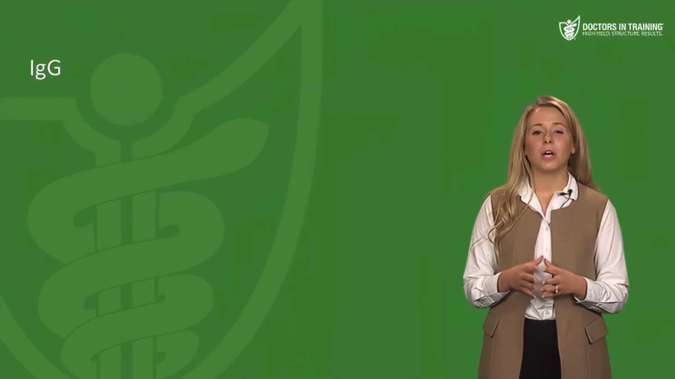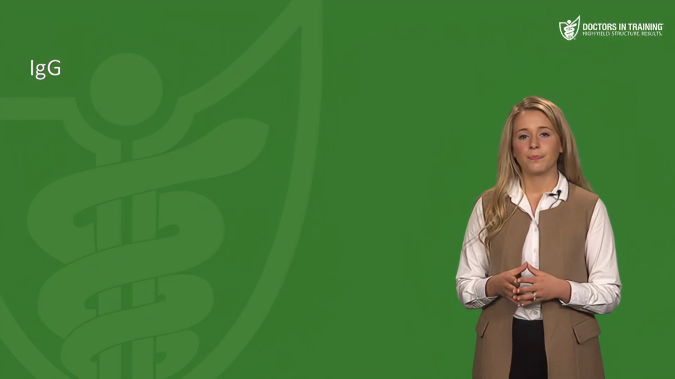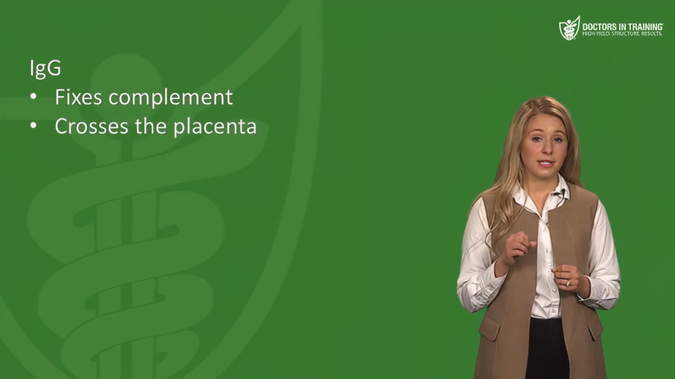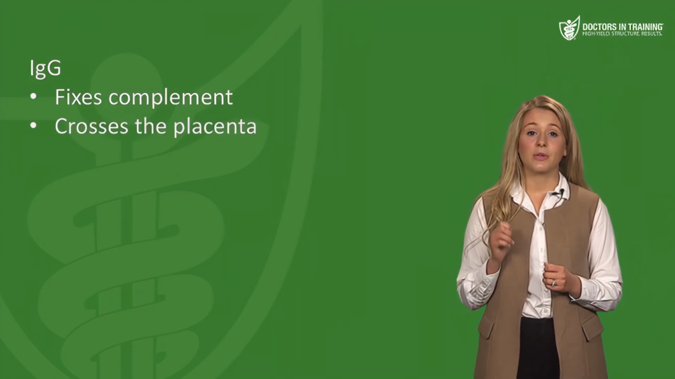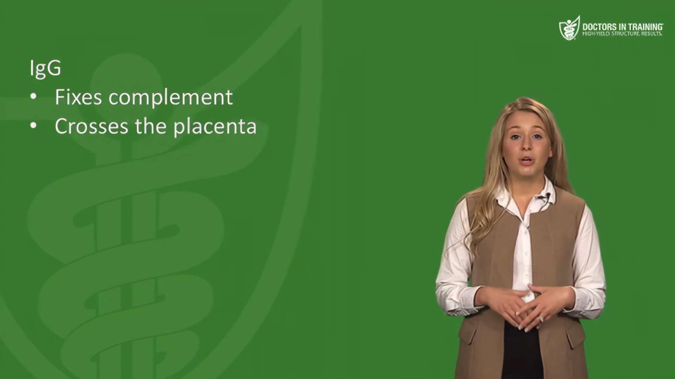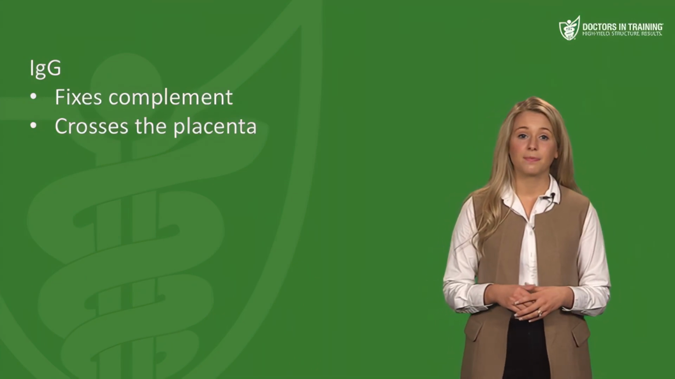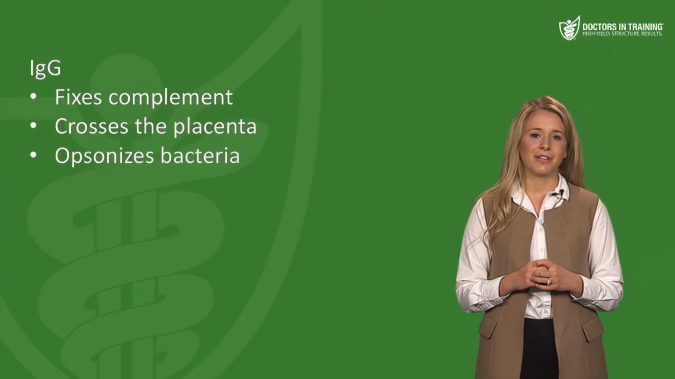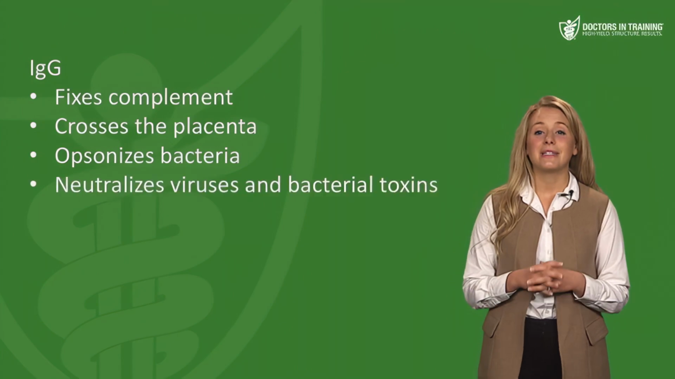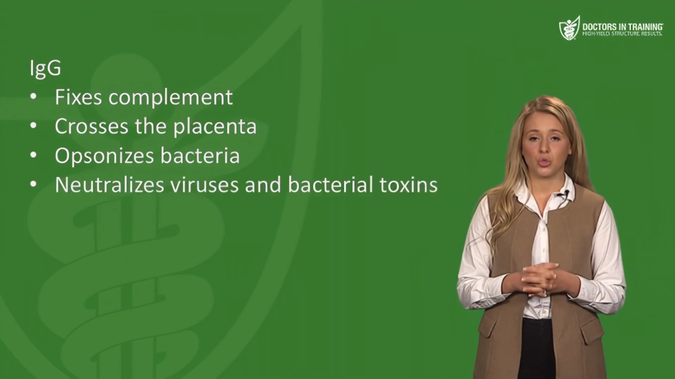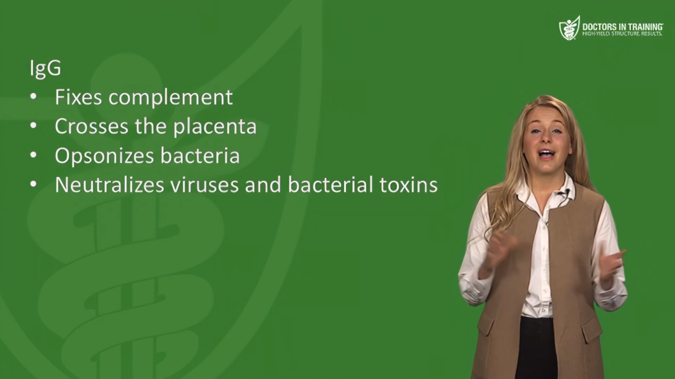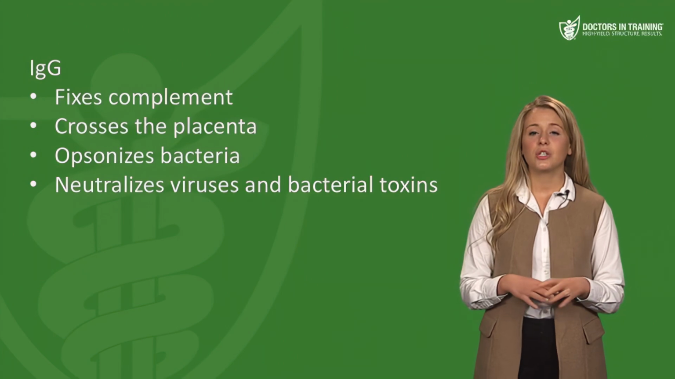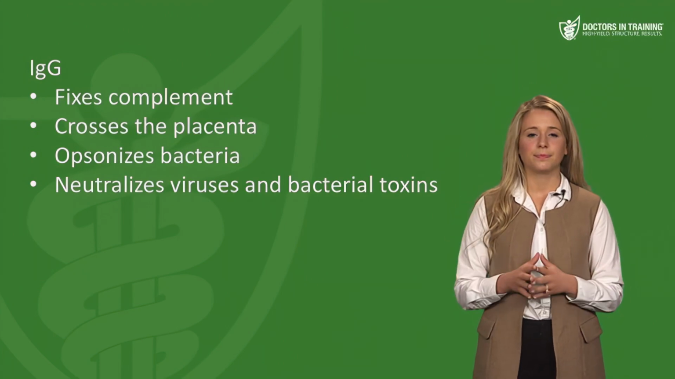Let's talk about the important functional characteristics of IgG. IgG fixes complement. It crosses the placenta, so this is the immunoglobulin that's going to keep your baby healthy, not only in utero, but also for the several weeks after the birth. IgG opsonizes bacteria and makes them more tasty for macrophages, and IgG binds to viruses and bacterial toxins and neutralizes them. So basically, IgG can do all of those things we mentioned earlier as the function of antibodies. IgG is sort of your prototypical antibody.